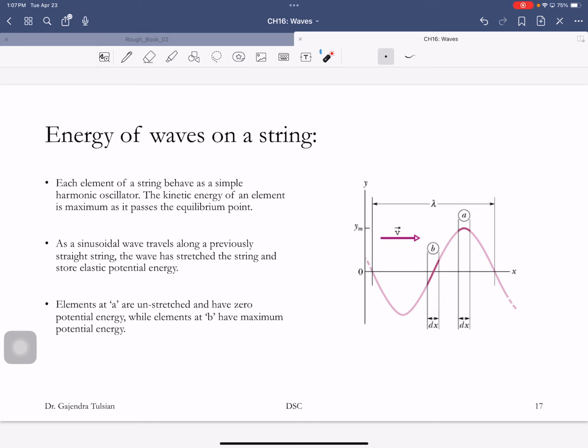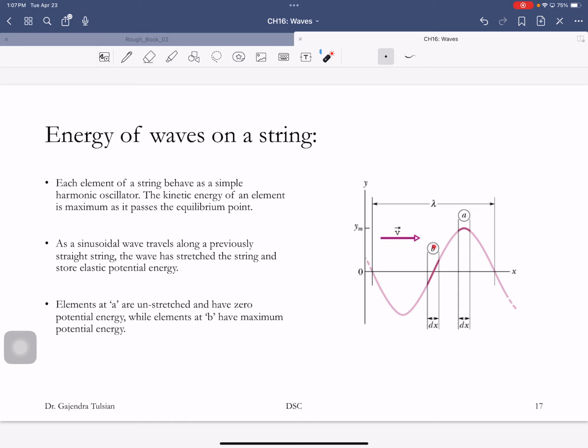Here's a snapshot of the string. The wave is traveling to the right. Each element is undergoing simple harmonic motion. Think of this as a rubber band. When you stretch a rubber band, it has potential energy. This part is not stretched at all, and this part is stretched the most. That was the unstretched position, and this part is stretched that much. So this has the greatest potential energy, and this has zero potential energy.